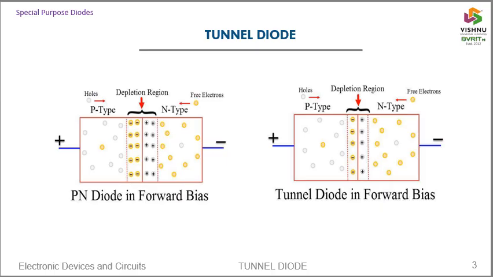In a tunnel diode, the doping level is extremely high compared to a normal diode. Because of this heavy doping, the depletion region becomes very thin. Here you can see the clear comparison. In the PN diode, the depletion region is comparatively large, while in the tunnel diode it is very thin. With this, electrons can easily cross the junction. This thin barrier enables the quantum mechanical tunneling effect, which is the key feature of this device.